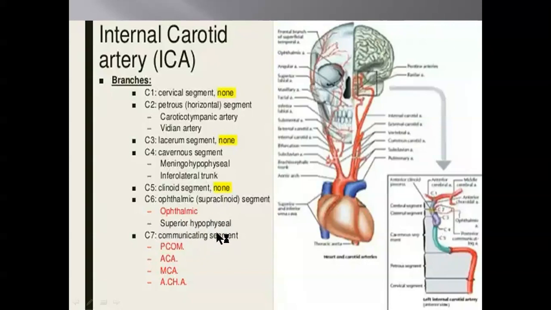Then we have the C7 communicating segment, which has the posterior communicating artery and the anterior choroidal artery. The anterior cerebral artery and the middle cerebral artery are the terminal branches of the internal carotid artery, which aren't included in the communicating segment itself.